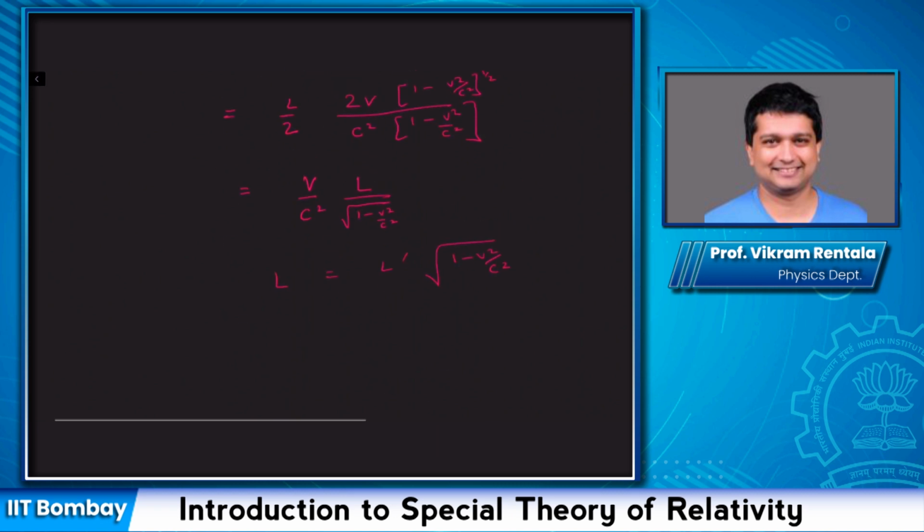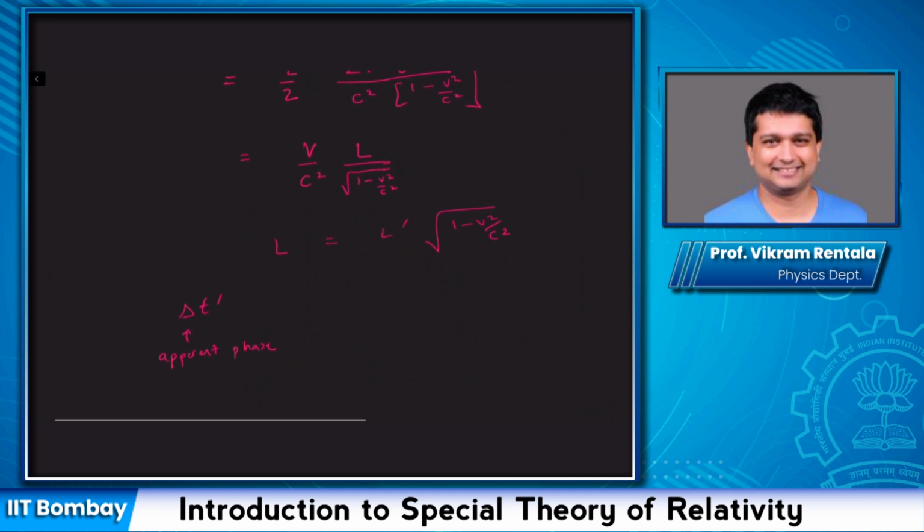And therefore, the apparent phase delay between the clocks A and B would just be v over c square times L prime.